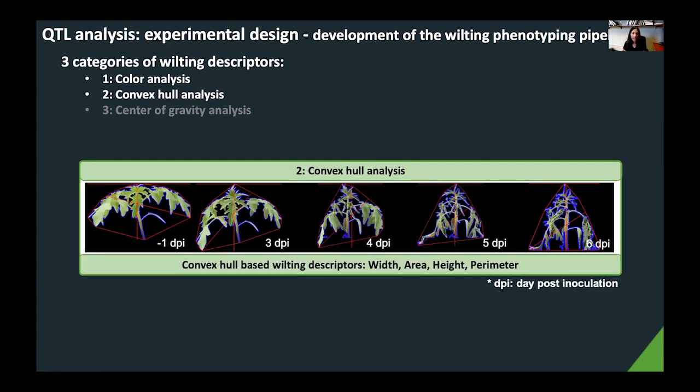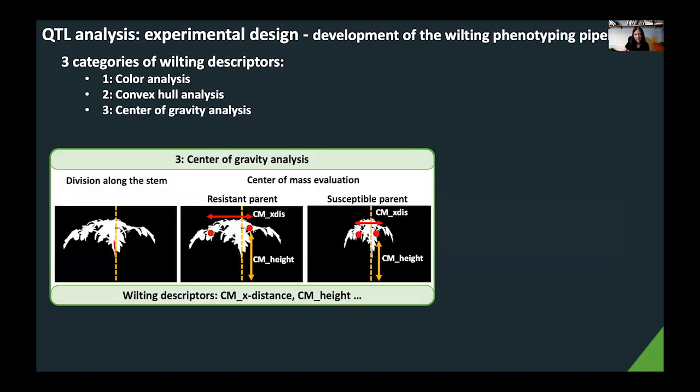Then we looked at convex hull analysis. So this is a very typical way of measuring shape. And here you have -1 DPI in a susceptible parent through 6 DPI. And we looked at the width, the area, the height, and the perimeter of the convex hull and how that changes over time. And then the third category had to do with the center of gravity analysis.